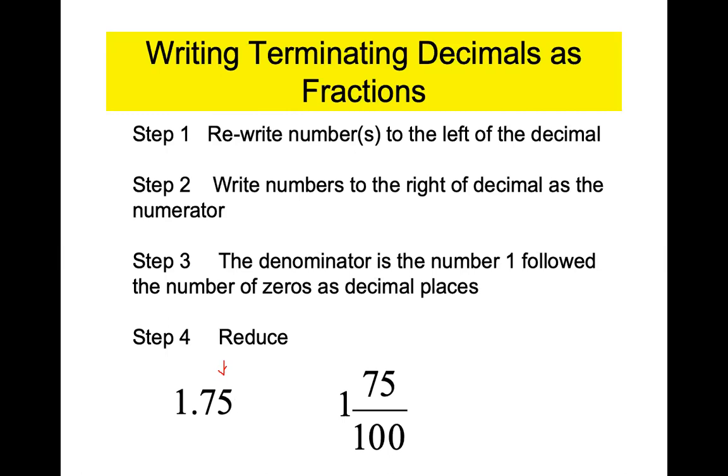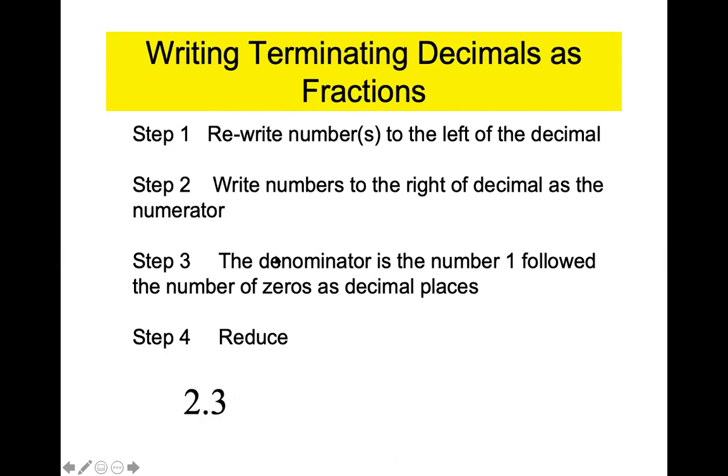Reduce. What number goes into 75 and 100? Well, we already said 25 goes into 100 four times. How many times does 25 go into 75? 3 times. So we get 1 3/4. And that's how terminating decimals are done.